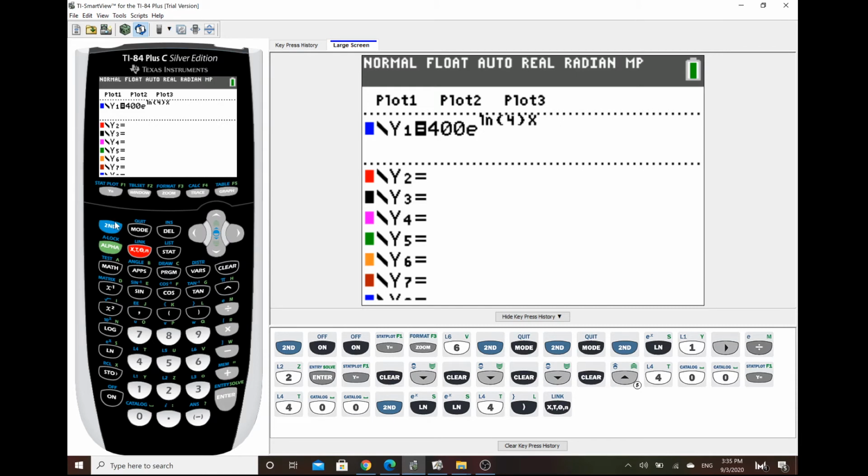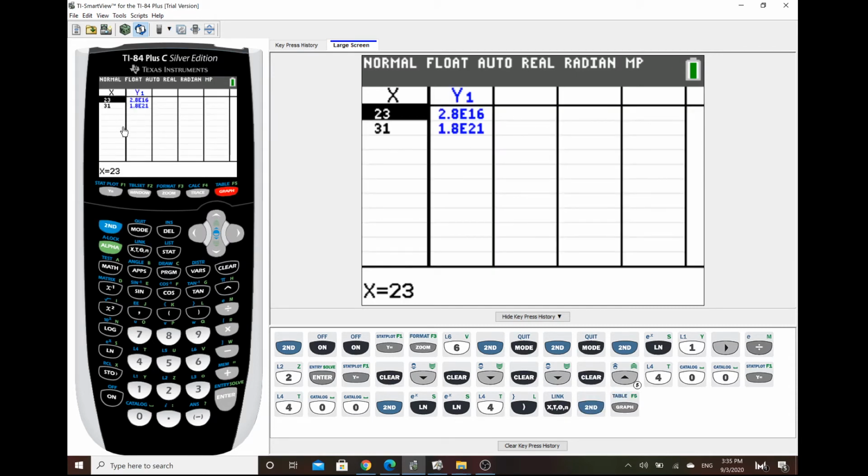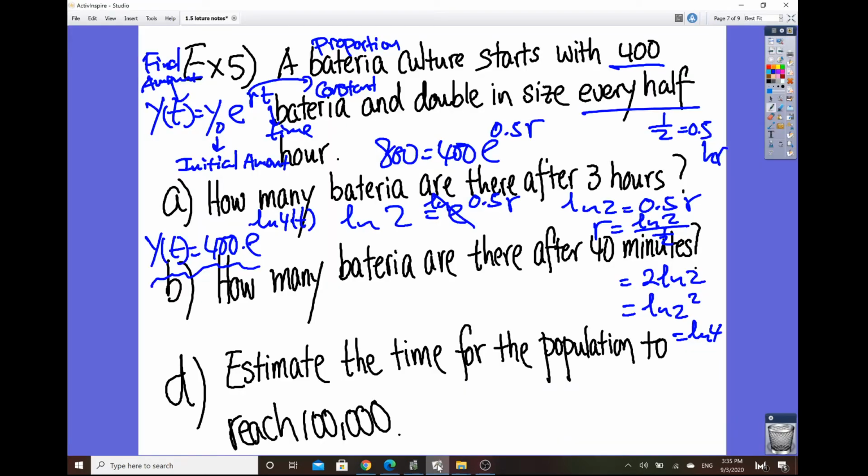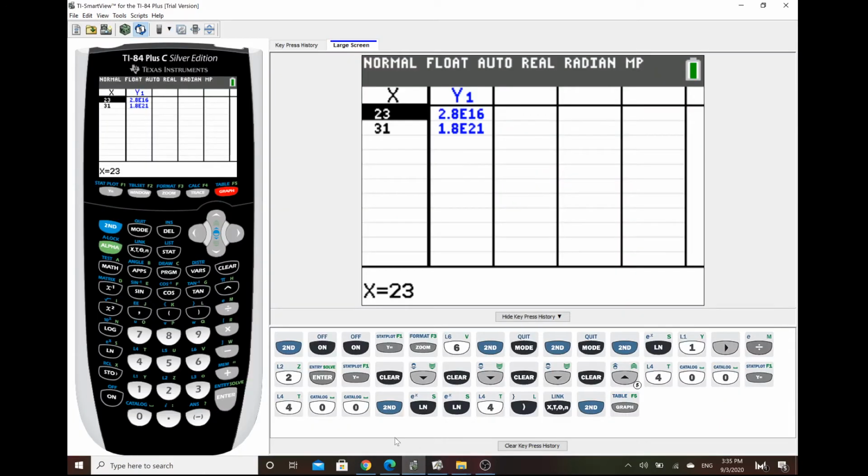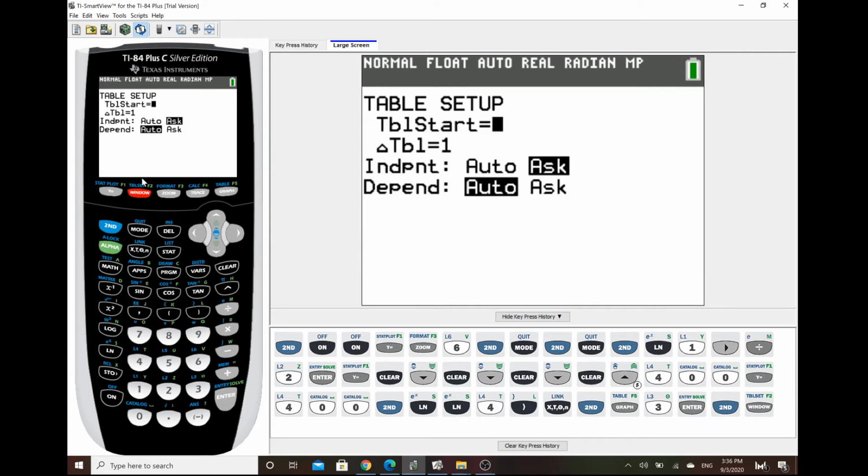And now the next thing you want to do is go to second table. So what I can do here is just plug in the time. Again, this one is asking about the population after 3 hours, so basically just plug in 3 here. And for those of you whose calculator is showing nothing here, that means you want to change the setting. You want to go to second, table set, and make sure that the independent variable is in auto mode. If that's not in auto mode right here, that means you need to fix that.